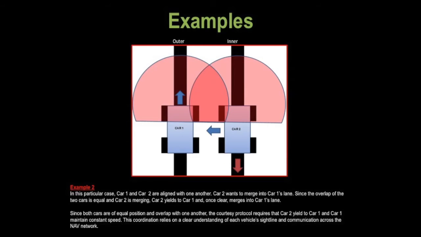In this second example, both cars are equally overlapped. Since car 2 wishes to merge into car 1's lane, the protocol dictates that car 2 slow down and car 1 maintain its normal speed. Since car 1 is in the outer lane, its speed is higher than car 2, which is in the inner lane. Once the cars are clear of one another, car 2 can merge into car 1's lane.